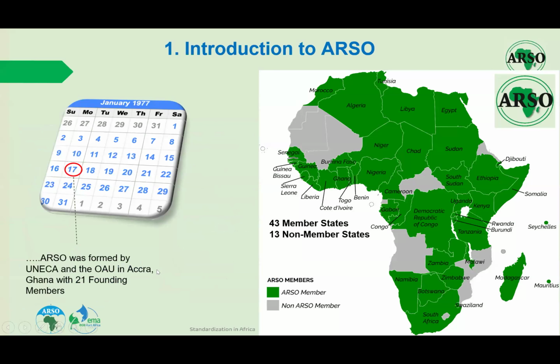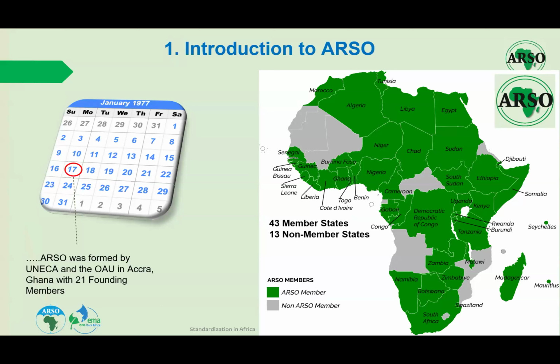This is to let you know that ARSO is an old organization. It was formed in 1977 with the big mandate of harmonizing standards and conformity assessment procedures for promoting intra-Africa trade and facilitating member states to move their goods outside Africa.